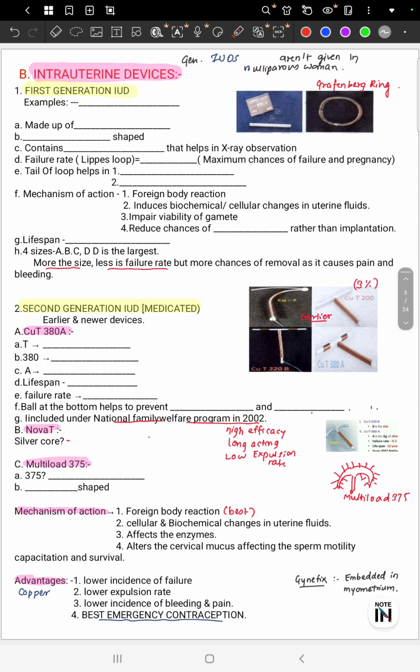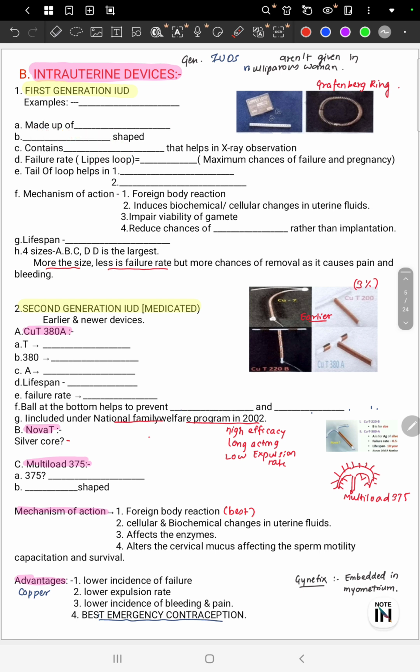फर्स्ट जनरेशन जो होता है उसके अंदर कुछ नहीं होता. So the examples of this are going to be the Lippes loop or Grafenberg ring. So this is a Grafenberg ring and this is the Lippes loop. We can see the double S shaped loop. So it is made up of polyethylene. And what is the shape of the Lippes loop? It is double S shaped. Then what does it contain? It contains barium sulfate. Why is this barium sulfate there?